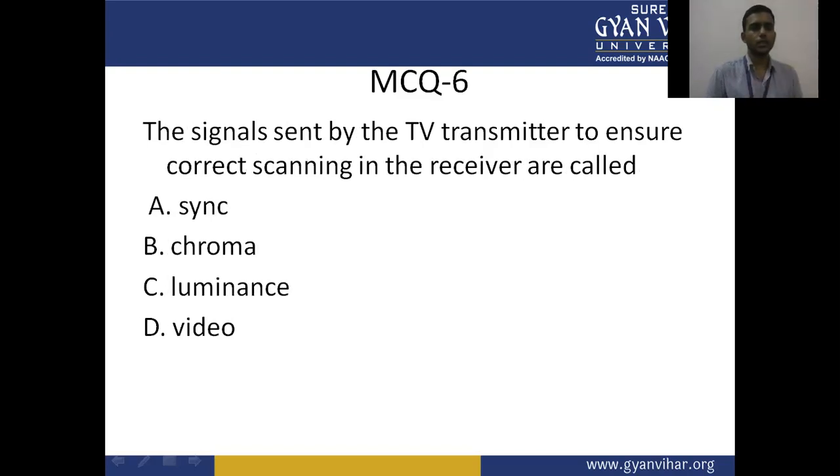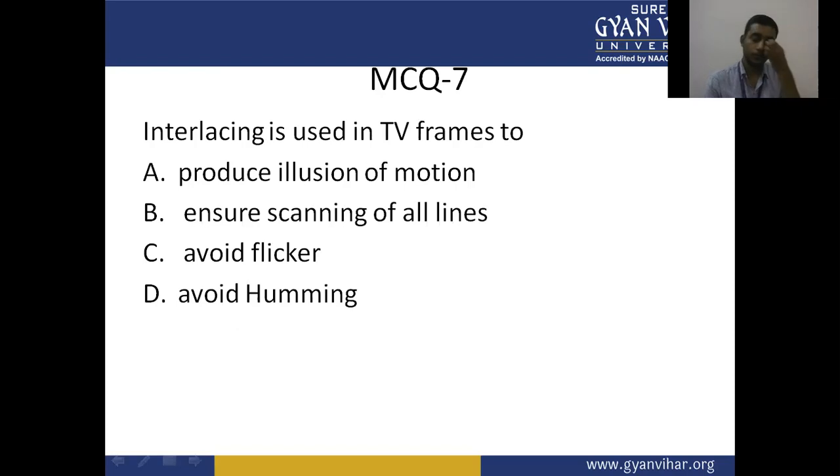Number six. The signals sent by the TV transmitter to ensure correct scanning in the receiver are called A, sync, B, chroma, C, luminance, and D, video. In the transmitter and receiver section, correct scanning is done by which concept?